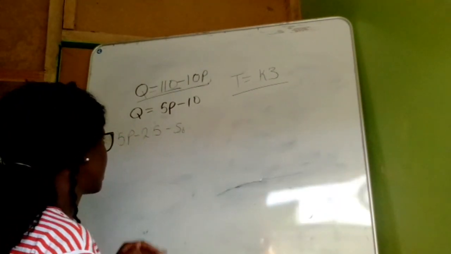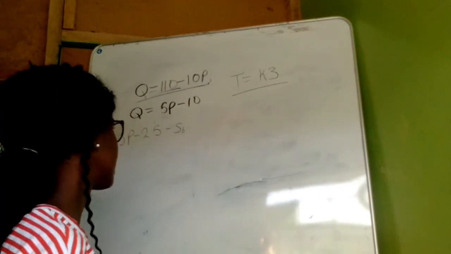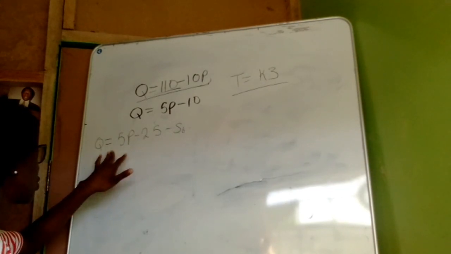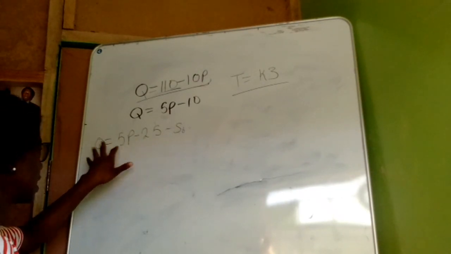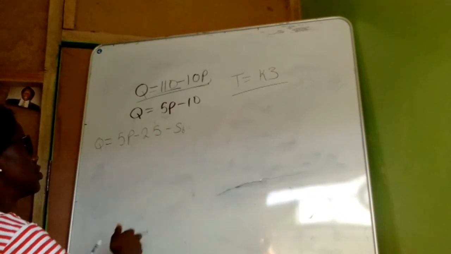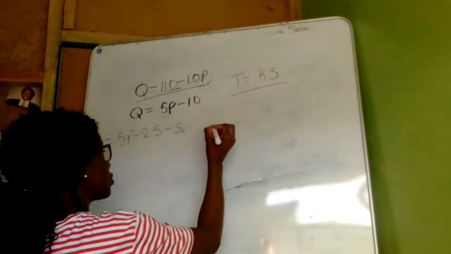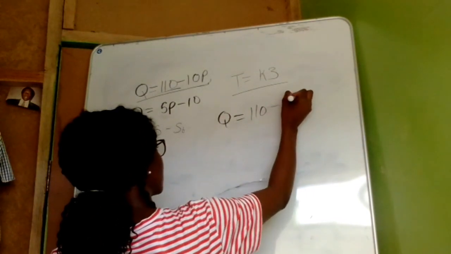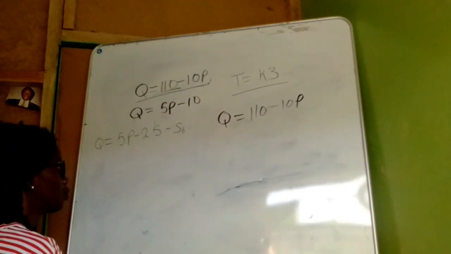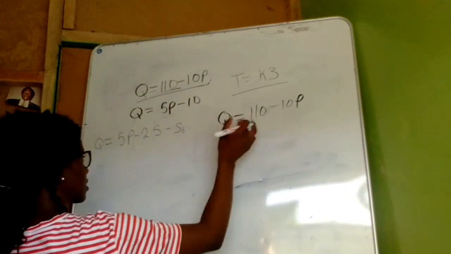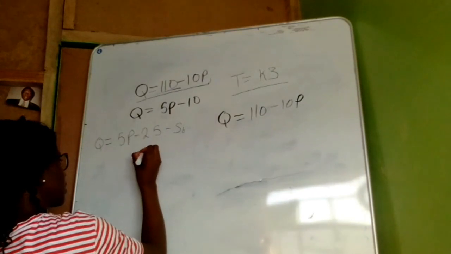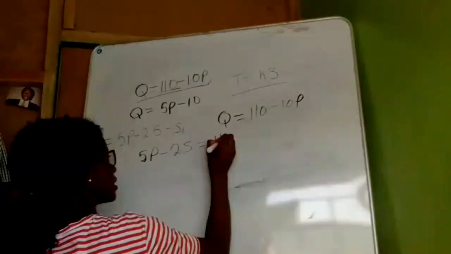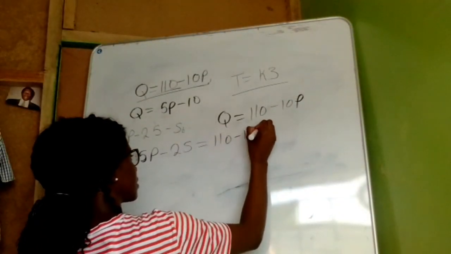We want to calculate the new equilibrium price and quantity when there is a tax in the economy. And remember, our new equation is quantity equal to 5P minus 25. This is our supply after tax equation. So using this new equation and the original demand equation, which is Q equal to 110 minus 10P, we have to find our equilibrium. So we'll simply equate this to this. So this is 5P minus 25 is equal to 110 minus 10P.